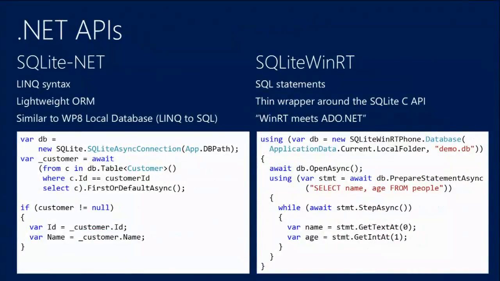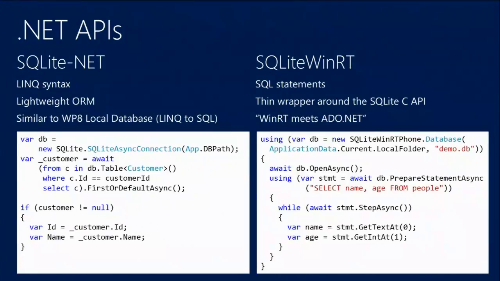It's simply LINQ or SQL. That's what it's about, LINQ or SQL. So if you prefer LINQ, then use SQLite.net. You're working with LINQ statements, so you can see an example there where you set up an async connection to the database, then you say await from c in db.Table<Customer> where some selection clause, select c. That gives you back a customer object. And it has an ORM, an object relational mapper, built into it. So it's a nice way.